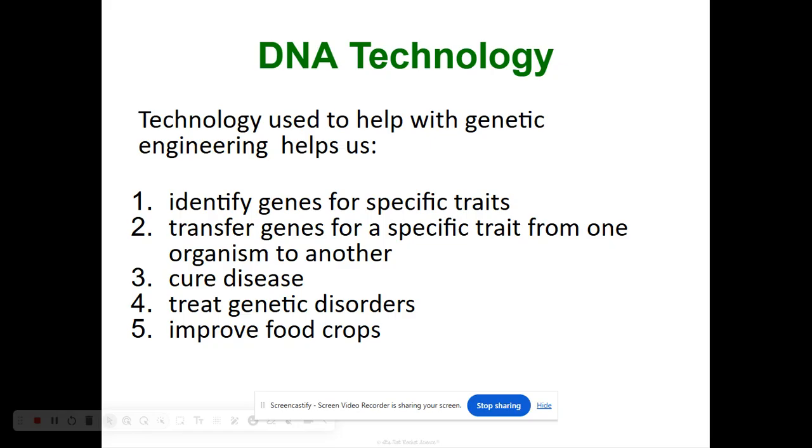So we can take a desired trait, let's say for strawberries, for example. Maybe we want our strawberries to be larger in size. We can insert a gene or manipulate a gene in the strawberry that would then produce much larger strawberries. We could hopefully identify genes for specific traits in order to cure genetic diseases. We could treat genetic disorders and maybe even improve food crops with each and every one of those pieces of technology.